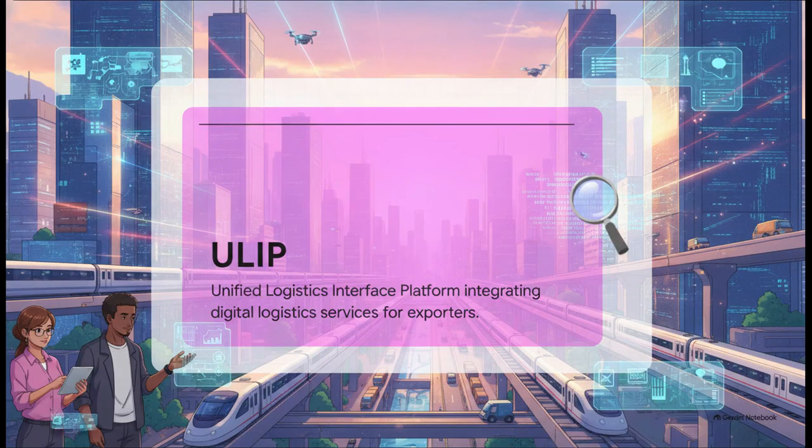Oh, and here's a pro tip. ESE panels absolutely love acronyms, so make sure you cleanly define ULIP, the Unified Logistics Interface Platform. It's a digital portal integrating container tracking, analytics, and benchmarking. Defining this proves you understand that modern civil engineering is now deeply intertwined with IT and data analytics. It's not just about concrete anymore.